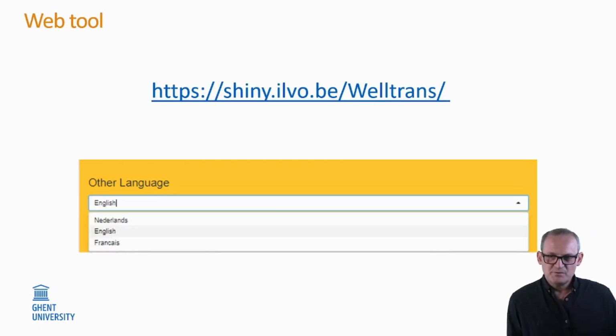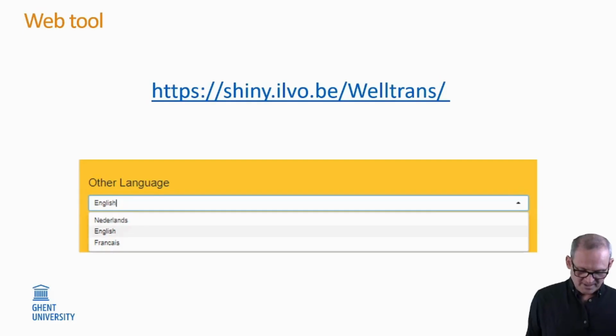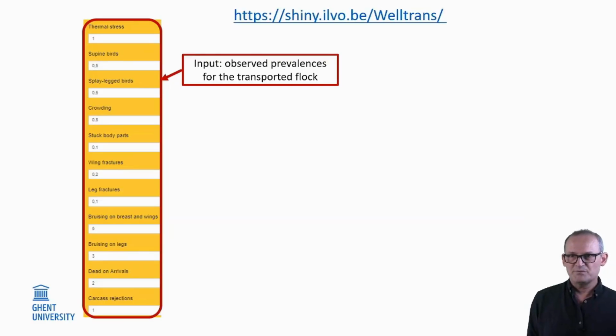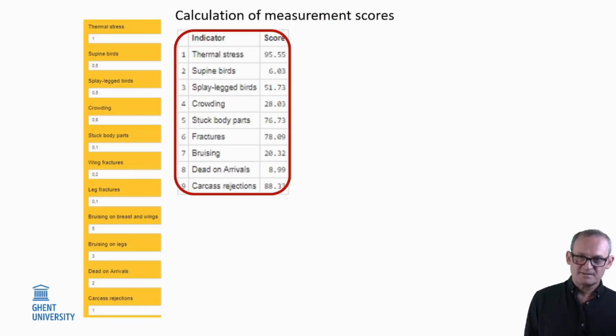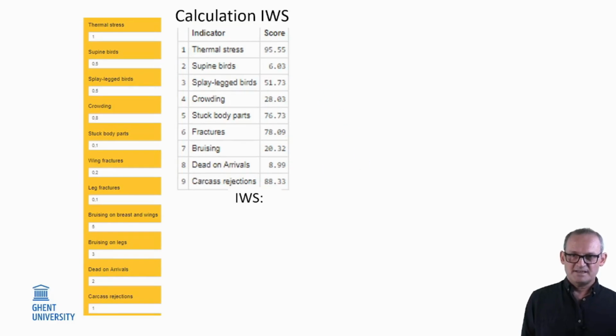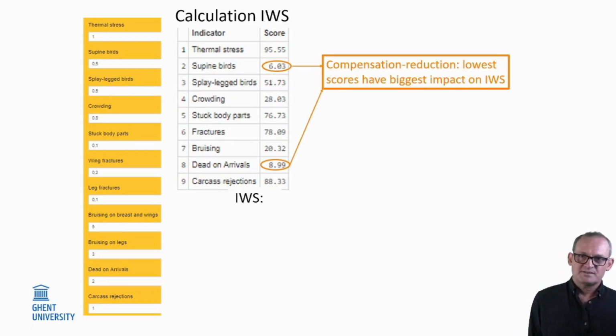If you're interested in this tool, it's freely available on this website. It's available in 3 languages: English, Dutch, and French. It requires you to fill in the prevalence for each of the welfare indicators. The tool then calculates the measure scores, between 0 and 100, and then the overall integrated welfare score, in which the lowest scores are given the highest weight. For this example, the integrated welfare score would be 31.